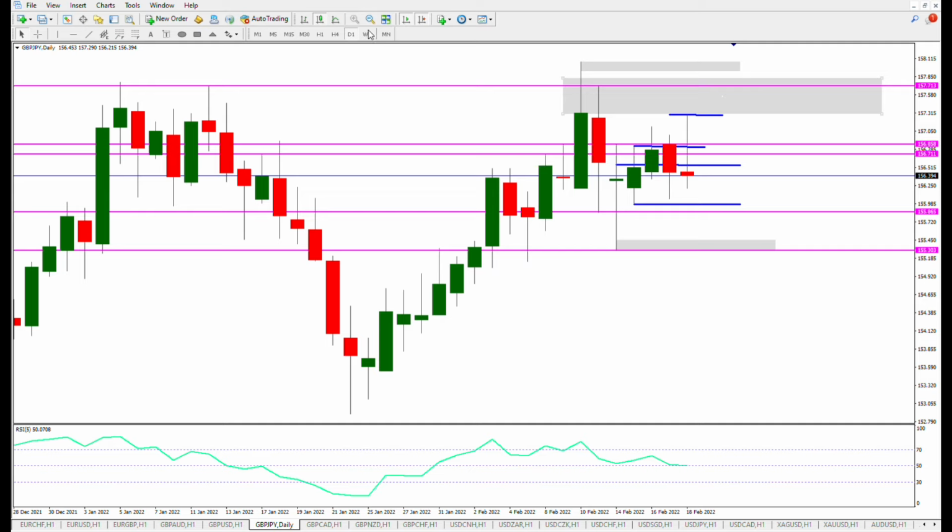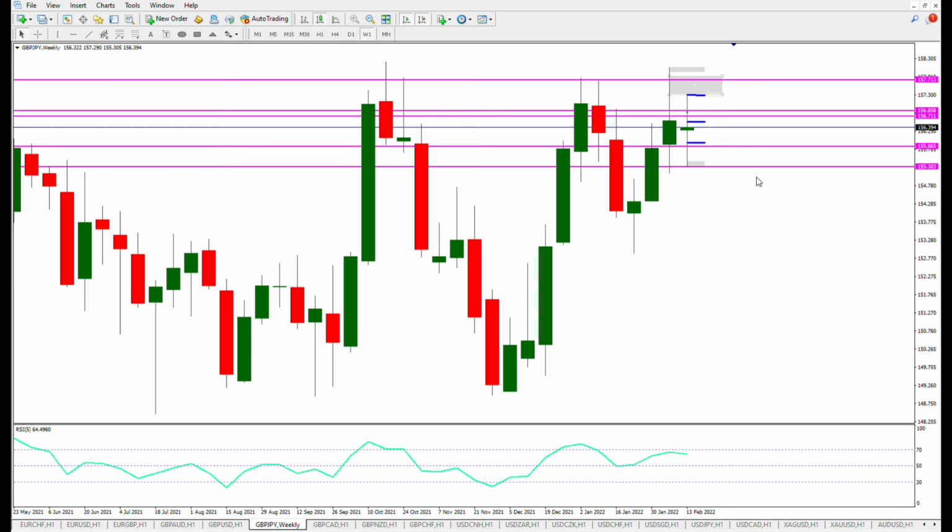So I'm aiming towards selling this. I'm leaning towards selling this as soon as the market opens, but I'm going to be putting pending orders just to be sure. But pending orders here, definitely, a rejection.